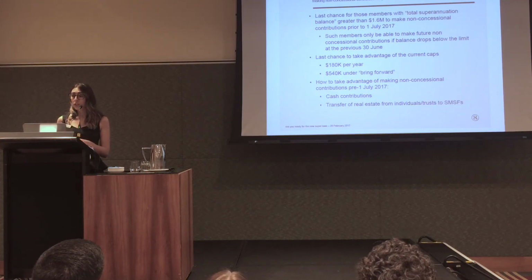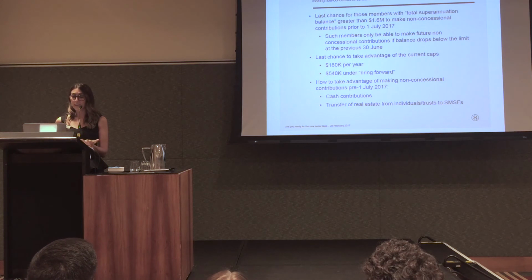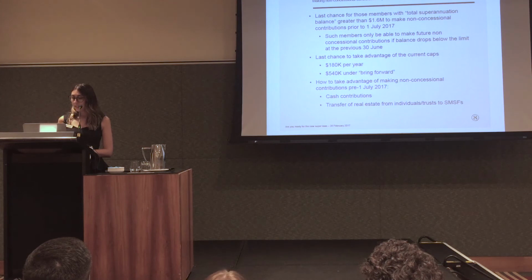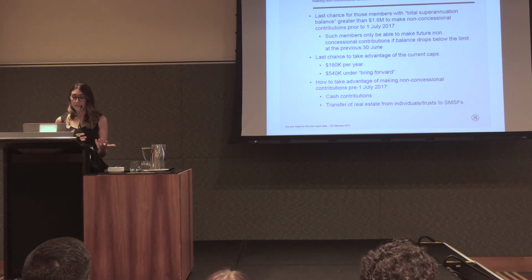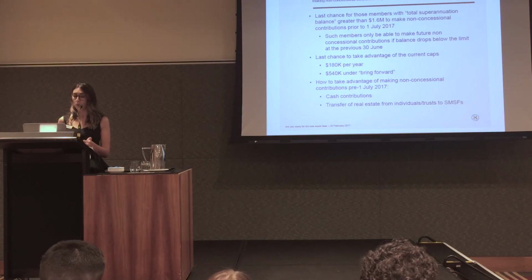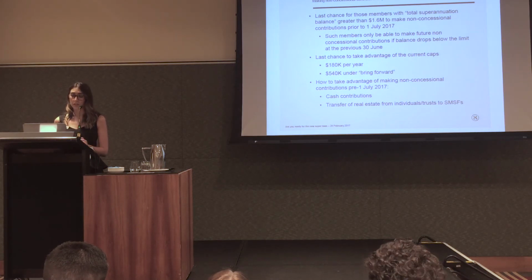It's a really good opportunity at the moment to move property into super, because let's say, for example, you've got a husband and wife SMSF, they can both utilise the bring forward rule. They can bring across property worth just over $1 million. So it's a really good opportunity to do that. How to take advantage of non-concessionals pre-1 July: if members have cash, roll that in, or as I said, transfer real estate from individuals or trusts to SMSFs. And there are duty concessions for doing that.